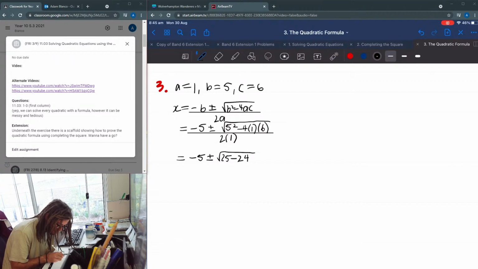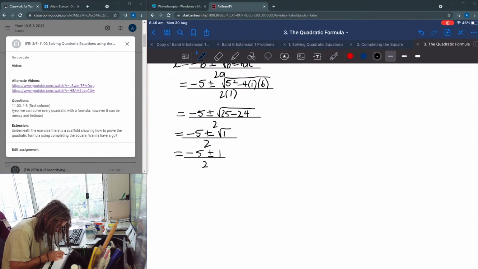See, this is a nice number. It's a 2 on the bottom. I know it's a nice number because I know what the answer is. We've worked it out twice already. Okay, that means I've got minus 5 plus or minus the square root of 1 on 2. The square root of 1 is 1, so minus 5 plus or minus 1 on 2.